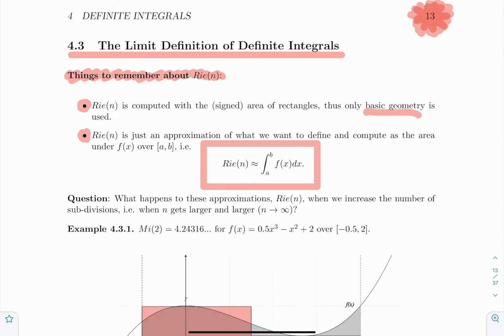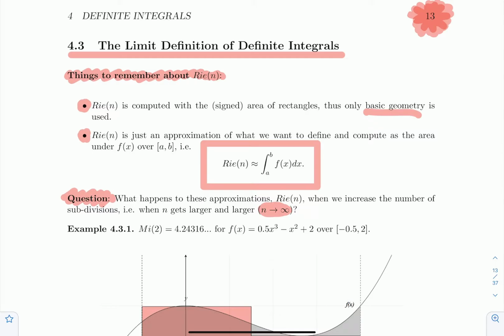The limit definition of definite integrals comes from a very interesting observation. What happens if you are looking at a Riemann sum and you are increasing the number of rectangles used to approximate your definite integral? And with that observation will naturally come the actual limit definition of the definite integral.